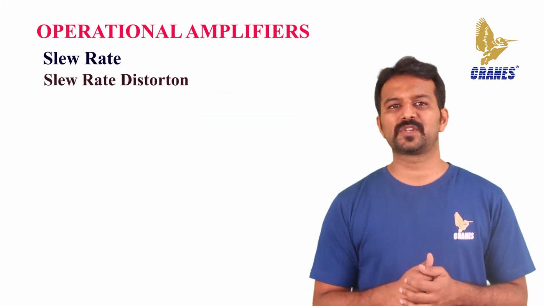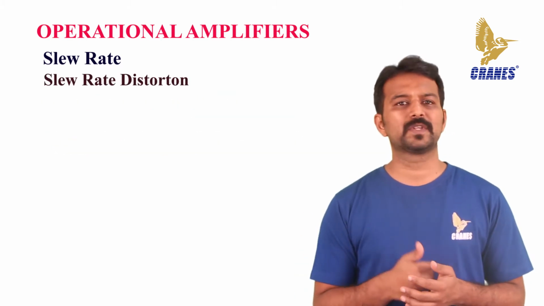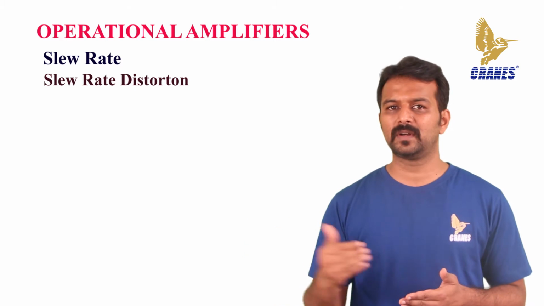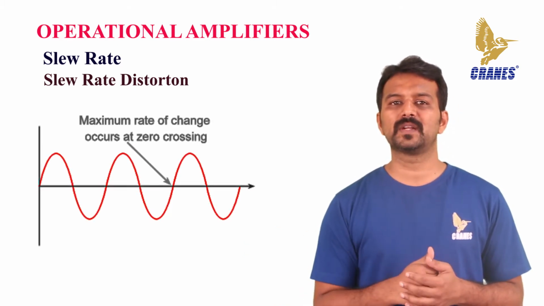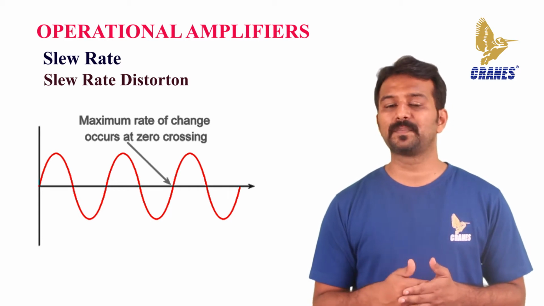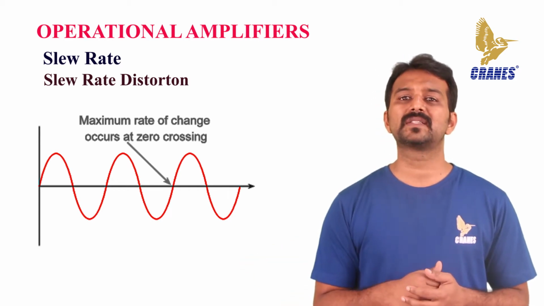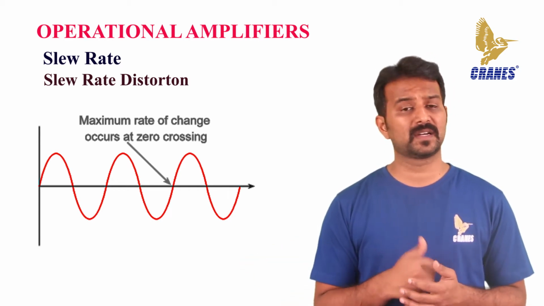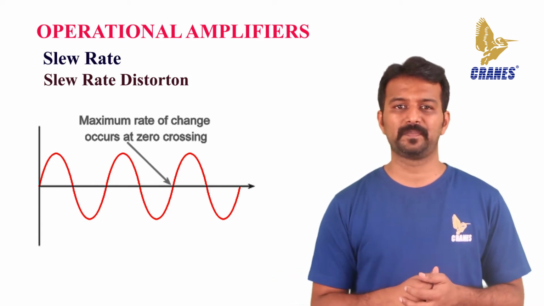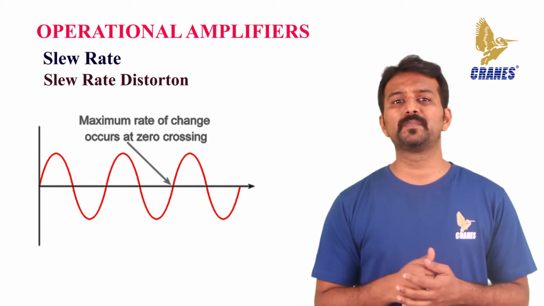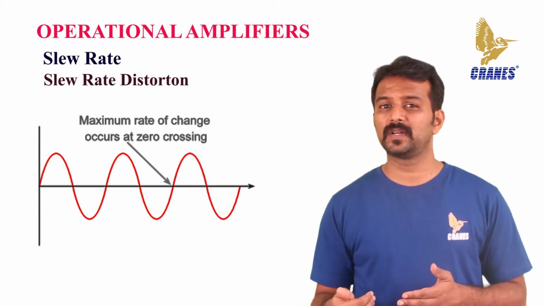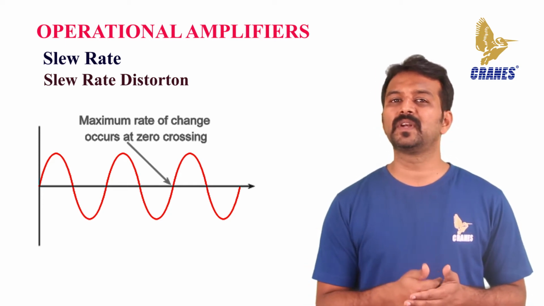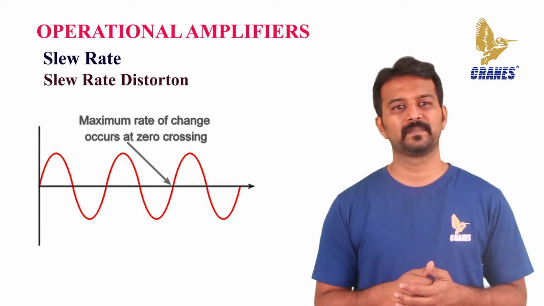So, slew rate distortion. If an op amp is operated above its slew rate limit, signals will become distorted. The easiest way to see this is to look at the example of a sine wave. The maximum rate of voltage change occurs at the zero crossing point. Maximum rate of change of a sine wave occurs at the zero crossing point. This point is where the slew rate limitations are most likely.